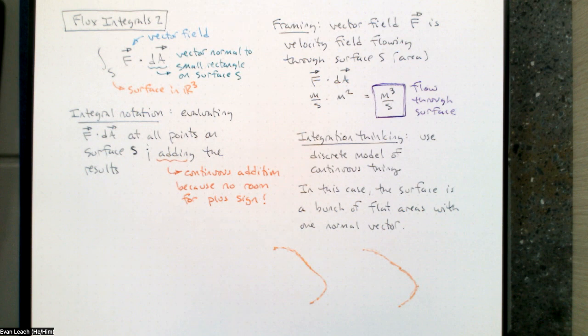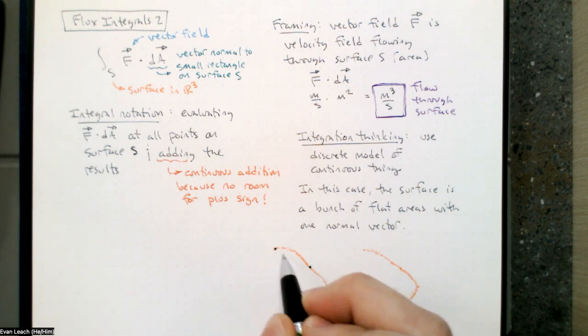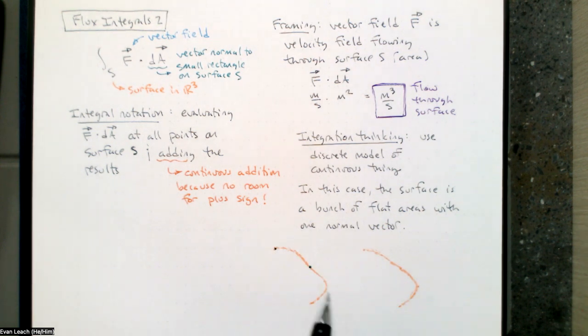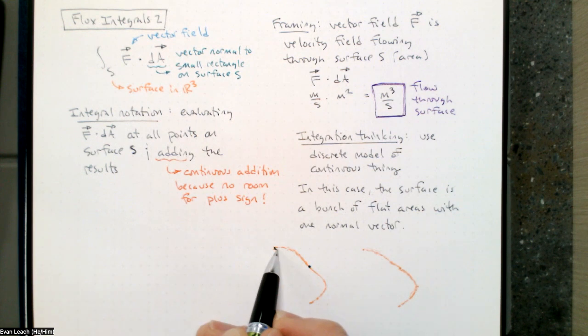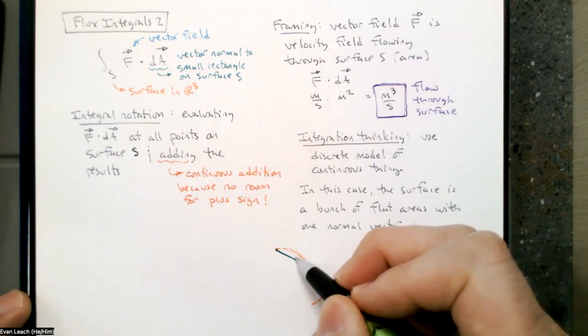So we model that by making the surface flat in sections. I say, okay, all this curvy bit here, instead of a bunch of normal vectors, I'm going to use this. I'm going to say it's flat right there. That area is dA, and the normal vector is perpendicular.